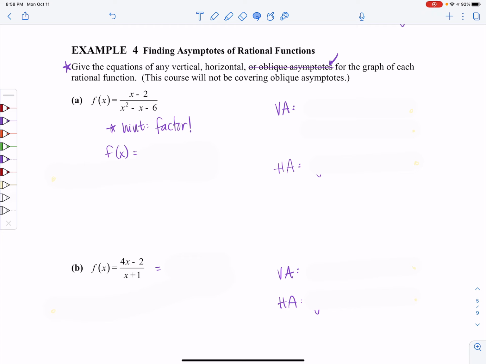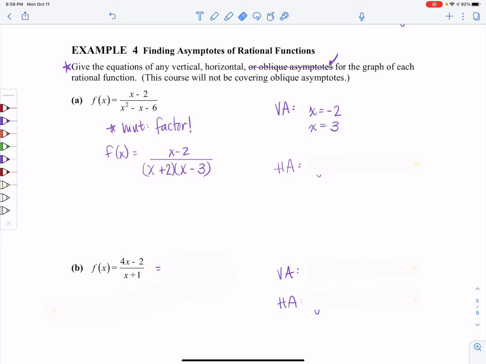The first thing that I always want to work on, always factor as much as you can. So when I take my original question, my original rational function, and I factor the denominator, this is what I get. And remember, vertical asymptotes, this is what makes the bottom 0. Well, I can tell that x equals -2 and x equals 3 both make the bottom 0, so this is where my vertical asymptotes are going to lie.